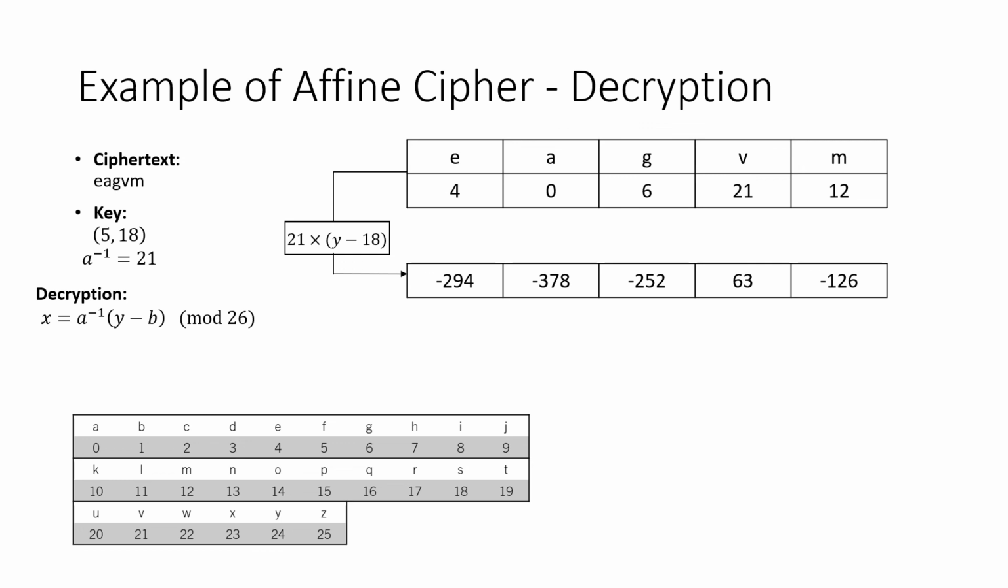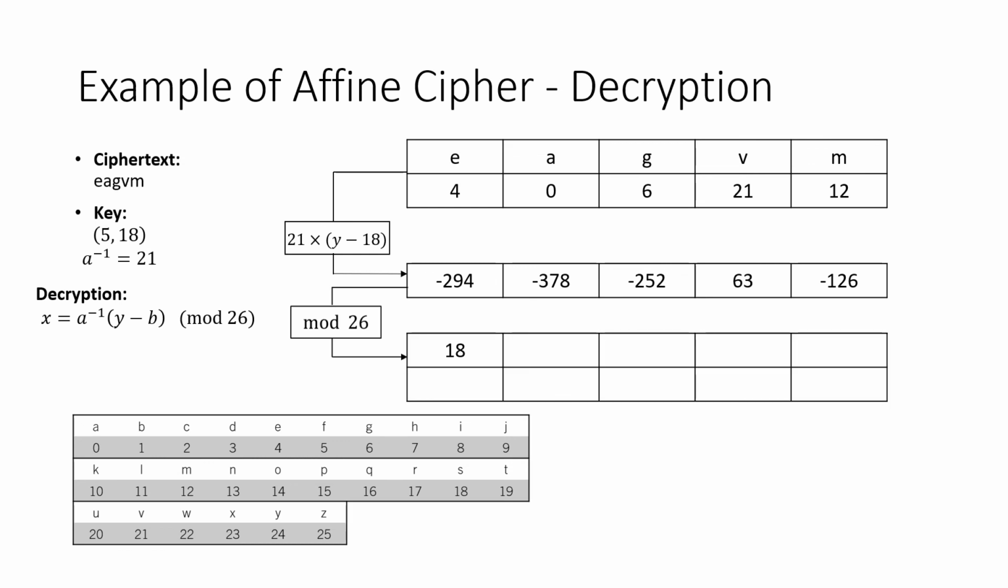You can see these values, and then the same way as in the encryption function where we were interested in these values mod 26, we just compute these values again in mod 26 as well. So we do it for negative 294 mod 26. This value corresponds to 18. Similarly, we do the same process for all the remaining numbers in this table. And as you can see, we get values 12, 8, 11, and 4.